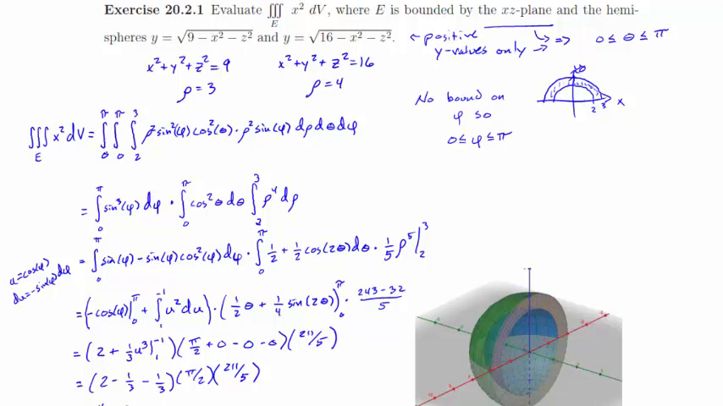Now again, this can be broken up into three separate integrals because the bounds on our integration are constants and everything inside the integral is just multiplication. So this equals the integral from 0 to pi of sine cubed of phi d phi times the integral from 0 to pi of cosine squared of theta d theta times the integral from 3 to 4 of rho to the fourth d rho.